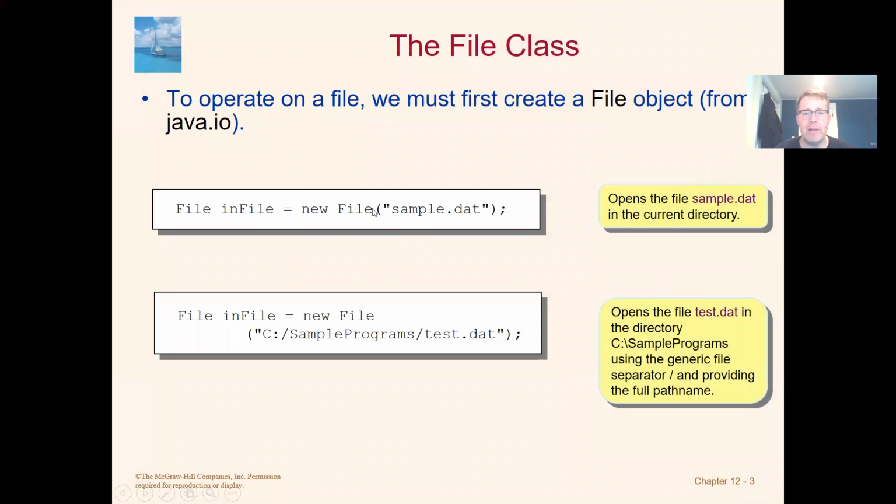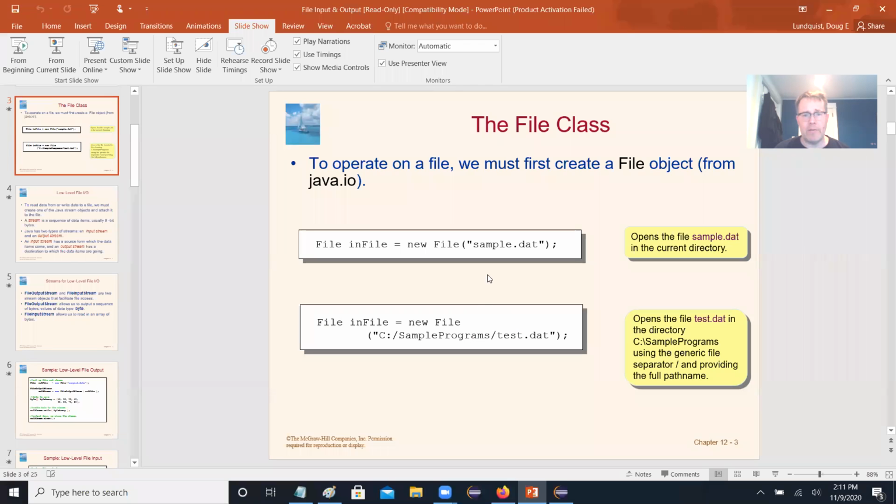In order to do anything with a file, we have to create a file object. File objects and most of these input-output classes are in the java.io package. So let's say File inFile equals new File. And here we're specifying from the local directory sample.dat, or we can specify a complete file path, here C sample programs test.dat. Either format is fine. If you only have the file name, it's going to assume it's from the local project directory.